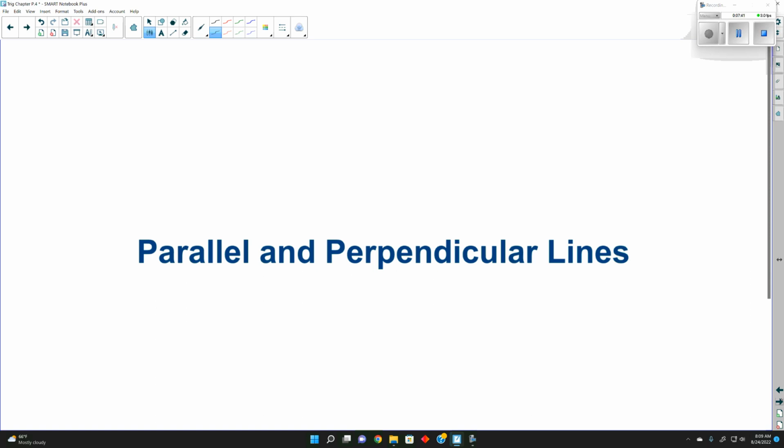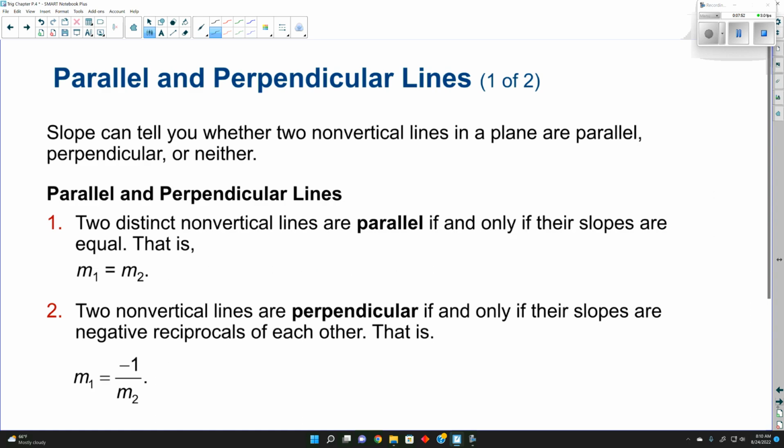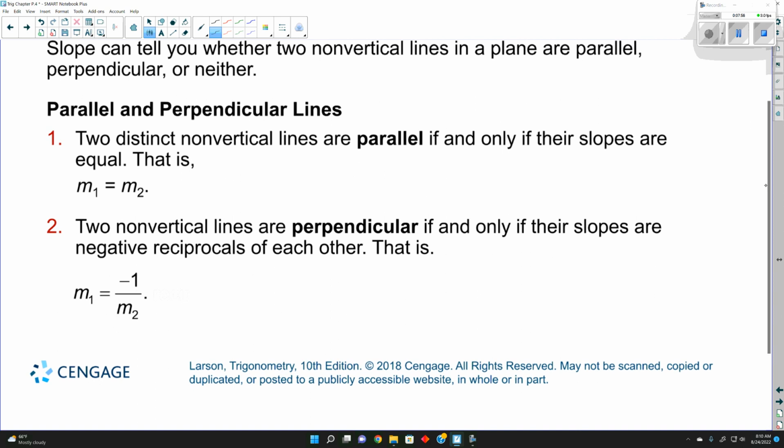All right, parallel and perpendicular lines. We know two lines are parallel if they have the same slope. They're perpendicular if they have the opposite reciprocal. We flip it and change the sign. They're going to say that we put it as -1 over m. When we put it in the denominator, it comes back up and flips.